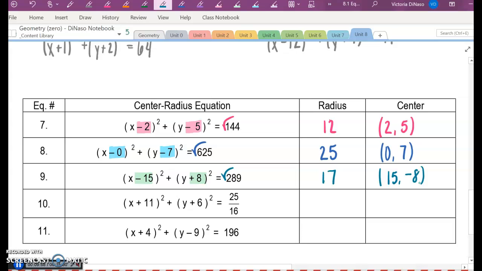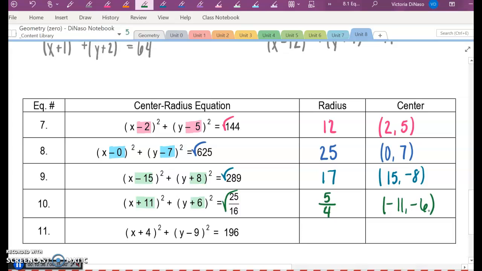Number 10, we have (x plus 11) squared plus (y plus 6) squared equals 25 over 16. All right, a little bit funky. You're going to do it the exact same way. So we have the 11 and the 6, and you have to make sure that you flip those signs, and then you have to square root that whole thing. The square root of 25 is 5. The square root of 16 is 4. So your final answer for the radius is 5/4. You see? We square root the top and the bottom, and that's how we get the radius. And then we have a center at -11, -6.